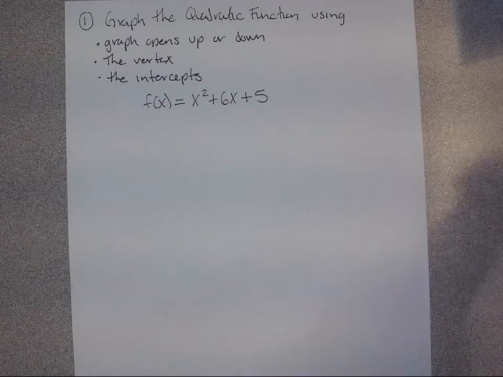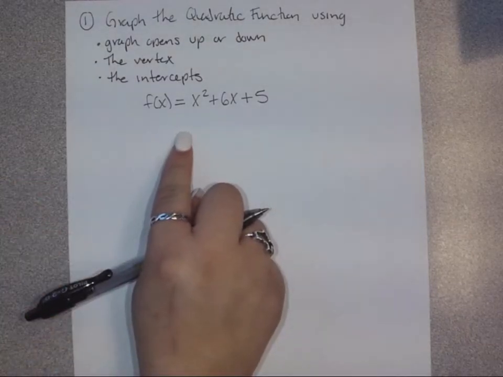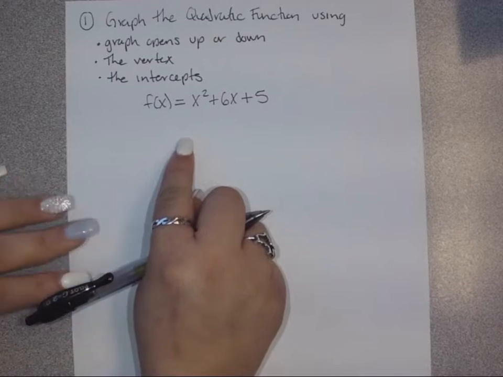We're going to graph the quadratic functions by identifying whether the quadratic function opens up or down, finding the vertex, and finding the intercepts. So our problem is f of x equals x squared plus 6x plus 5.